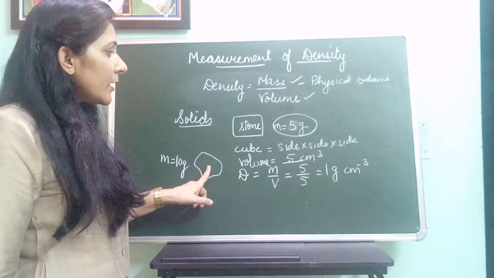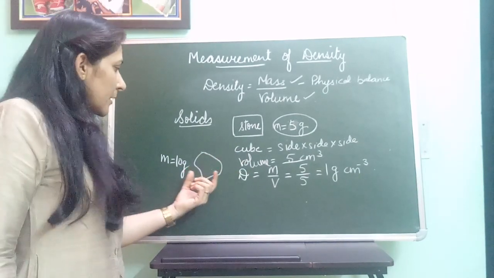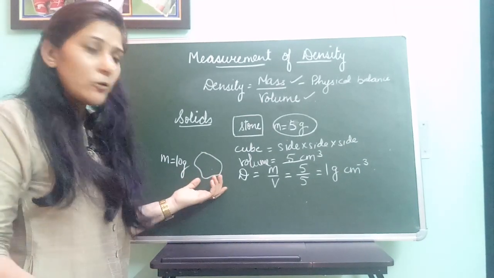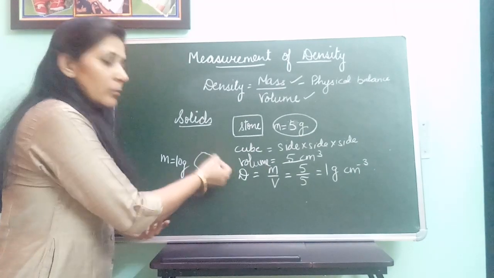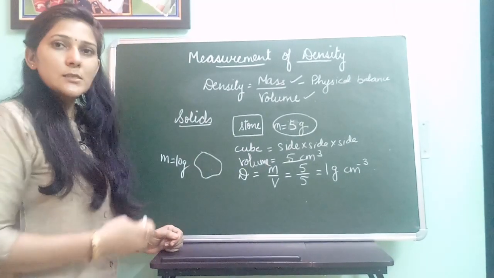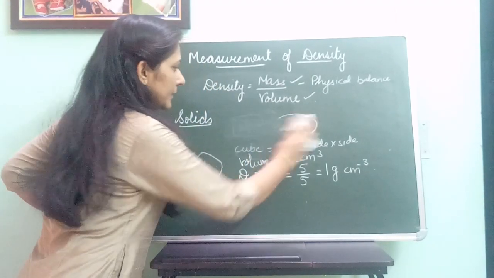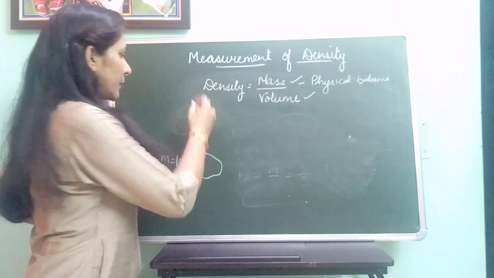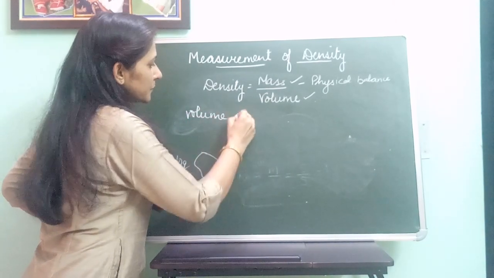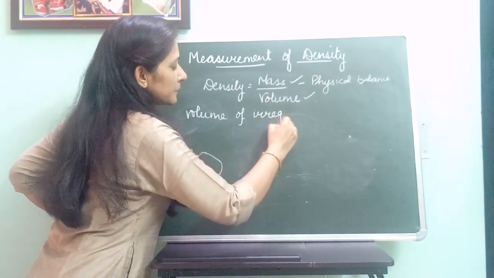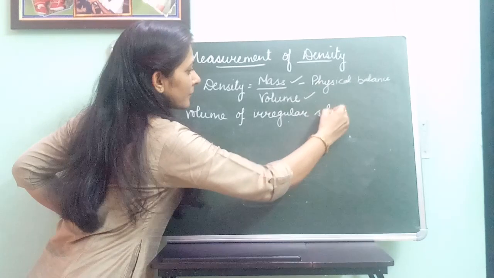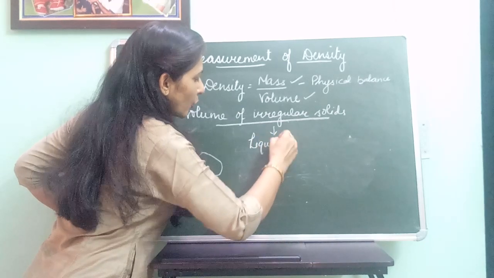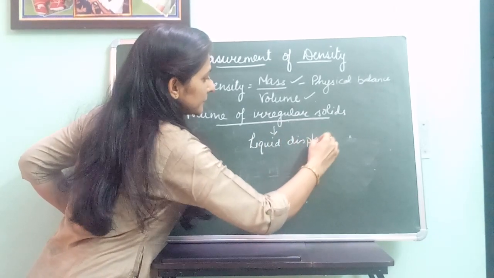But in this case, how can I find out the volume of the stone, because the shape is not regular? Which formula should I apply over here? I cannot apply any such formula because I don't know the formula to calculate the volume of this shape. So what can I do? For this, we can use a simple method known as the liquid displacement method to find out the volume of irregular solids.